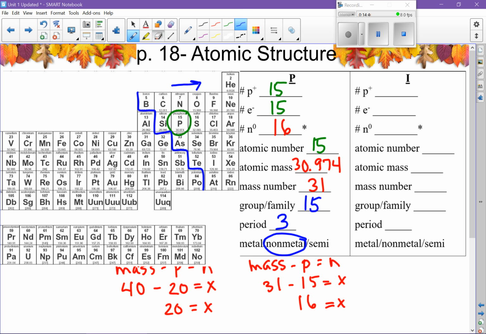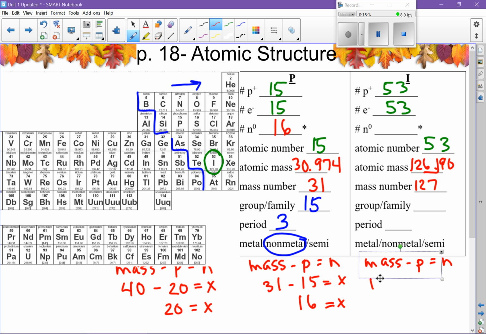And lastly, let's try iodine together. Okay, so if I look for iodine, I can find that right here. That's that capital I. The atomic number there is 53, which also equals the protons and the electrons. In order to figure out the neutrons, I need to deal with the mass. So the atomic mass is 126.90. For the mass number, if I round that, it becomes 127. Now I can use that. I know that mass minus protons equals neutrons. The mass is 127. The number of protons is 53. If I solve for that, I get 74.